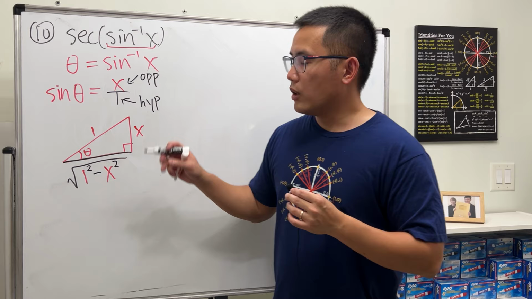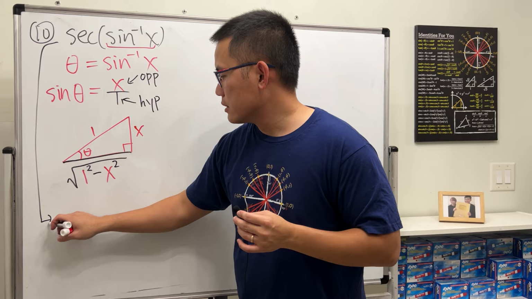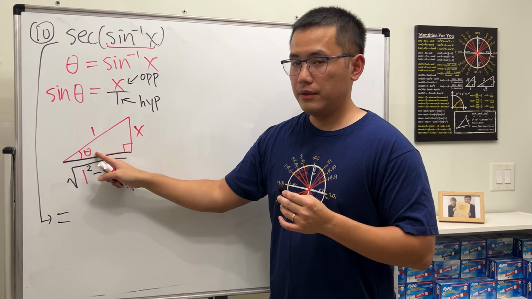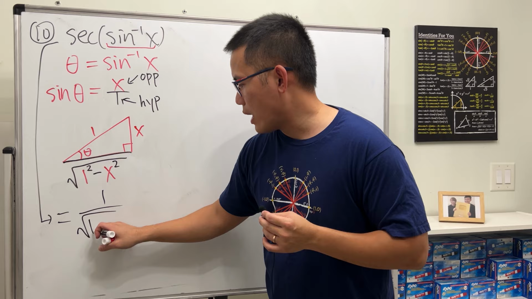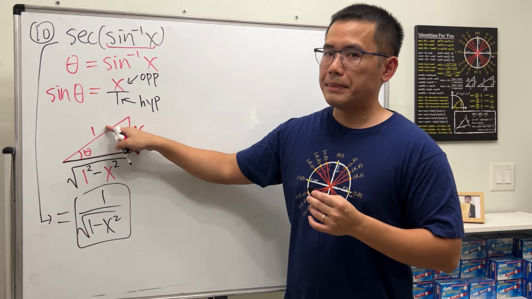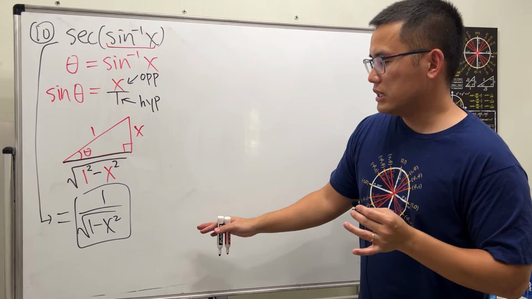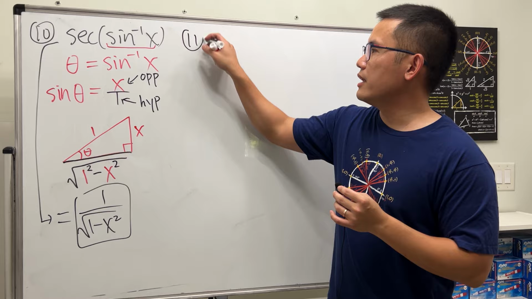All right, so once we have the triangle, check this out. We are going to do secant of this angle, secant of the angle theta. Secant is what? Hypotenuse over adjacent. So secant is just 1 over the square root of 1 minus x squared. That's what we have. And you can just leave the expression like this, even though you have the square root on the bottom, but that's totally okay. Let's practice another one that's quite similar, but you have to do one small thing.